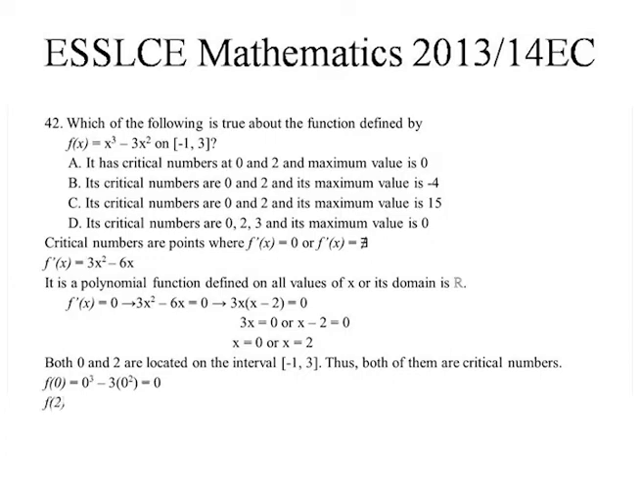f at 2 is equal to 2 cubed minus 3 times 2 squared. 2 cubed is 8, minus 2 squared is 4 times 3 is 12. 8 minus 12 is equal to -4. 0 is greater than -4, hence 0 is the maximum on the given interval and -4 is the minimum. Choice A is the correct answer.